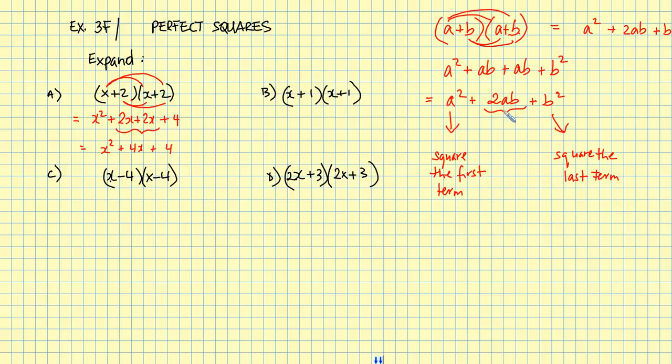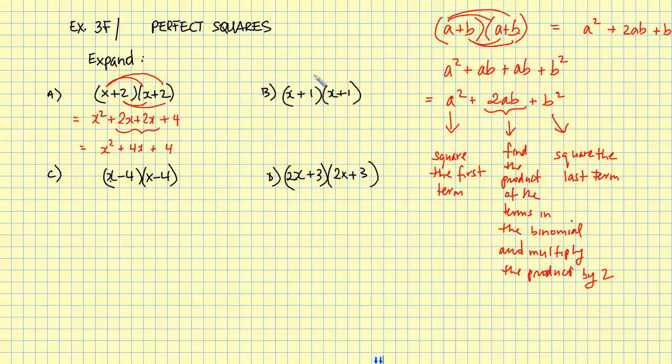The middle term is telling me to take the two terms that are inside the binomial, A and B, and multiply them together. A times B, there it is. I do A times B, and then I multiply it by 2. So find the product of the terms in the binomial and multiply it by 2. That is what you would do every time.